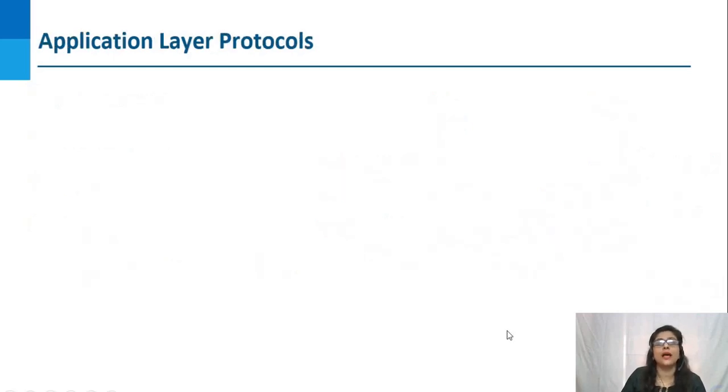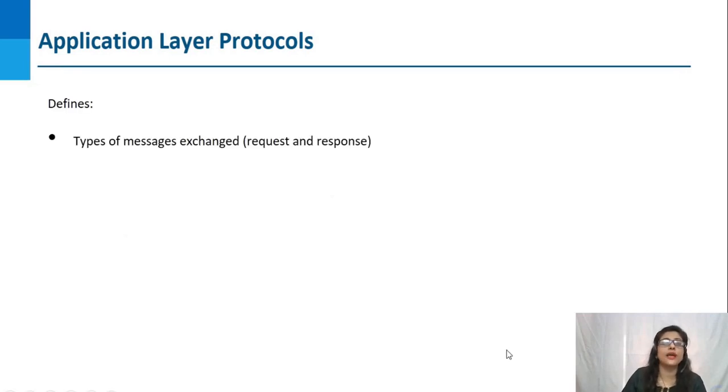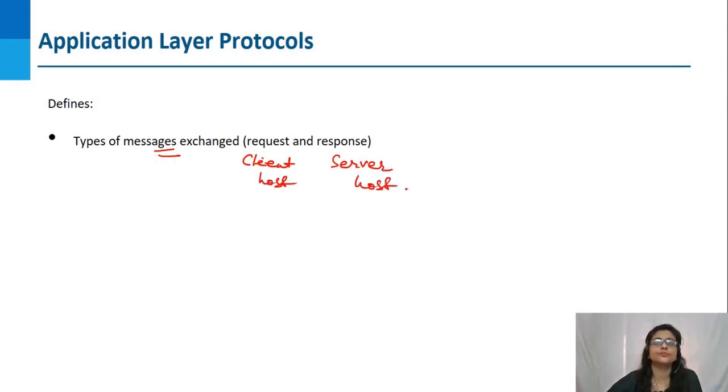Let us now look at the application layer protocols. Application layer protocols define the types of messages that are to be exchanged. Like we have 2 types of messages. One is a request message that is sent by the client, and the other one is a response message that is sent by the server. Both of them are known as the host.